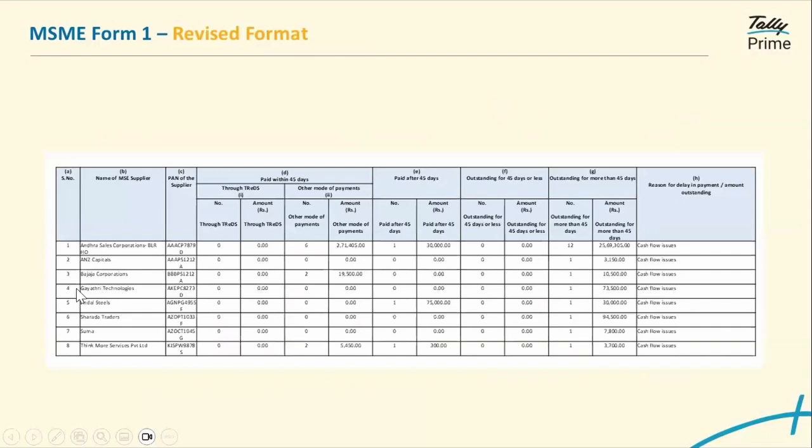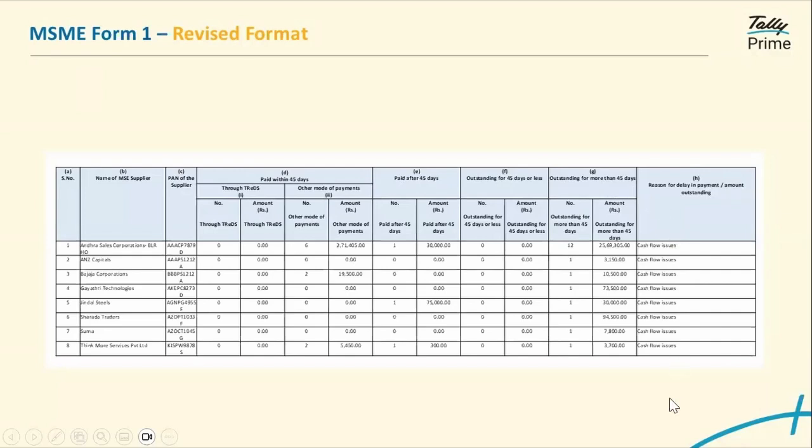So this is the format basically. If you see the serial number, small and medium, micro and small party name, PAN number, paid within 45 days, paid after 45 days, outstanding for 45 days or less, and outstanding for more than 45 days. So four columns are there, and the reason for delay. This reason has to be mentioned.